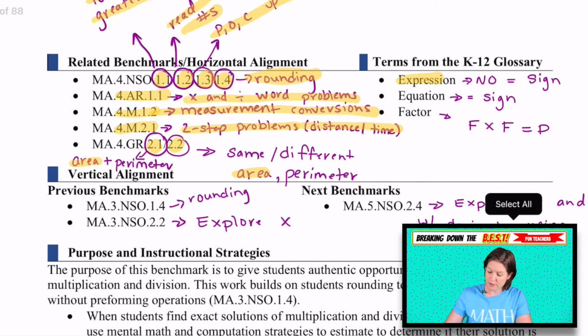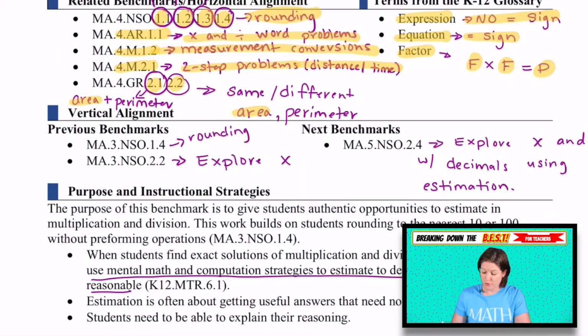You need to know what an expression is, or your students need to know that an expression means that there is no equal sign present. An equation means that there is an equal sign present. And when you're referring to a factor, it's what you're multiplying by. Factor times factor equals the product.